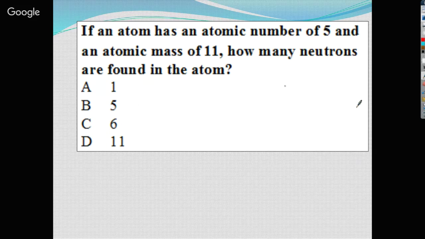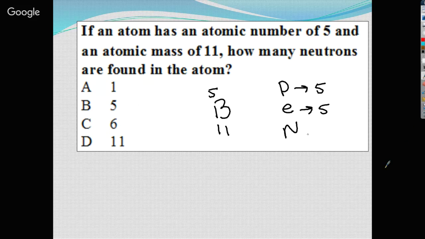So we now know it's boron. So it has atomic number 5 and an atomic mass of 11. So on your periodic table, it would look like this. So just do your pen. How many protons does it have? 5. How many electrons does it have? 5. How many neutrons does it have? 6. Remember, 11 minus 5 equals 6. That's your answer there. 6.